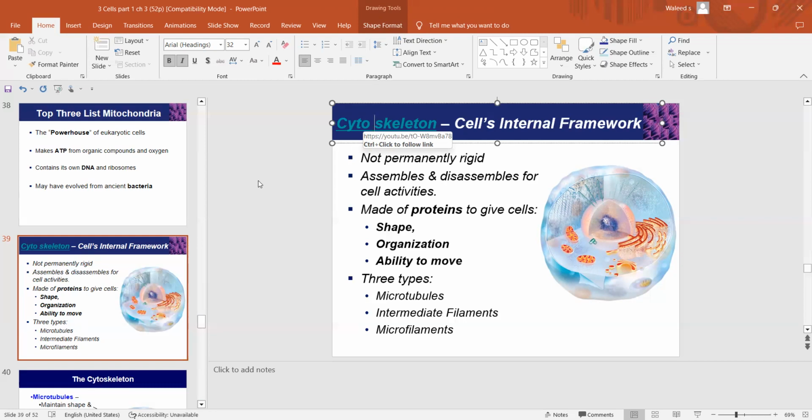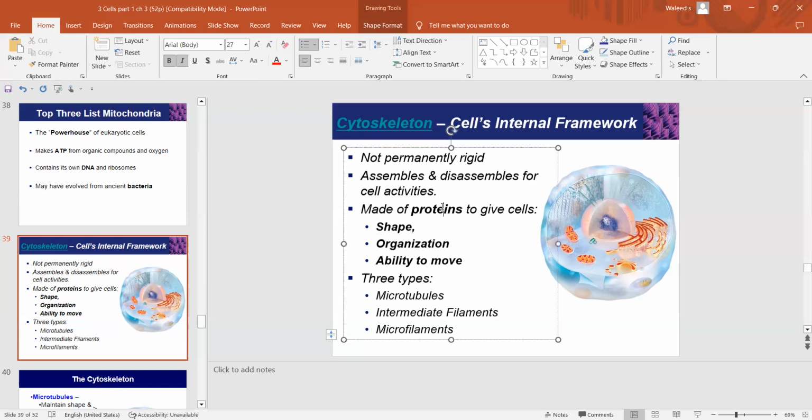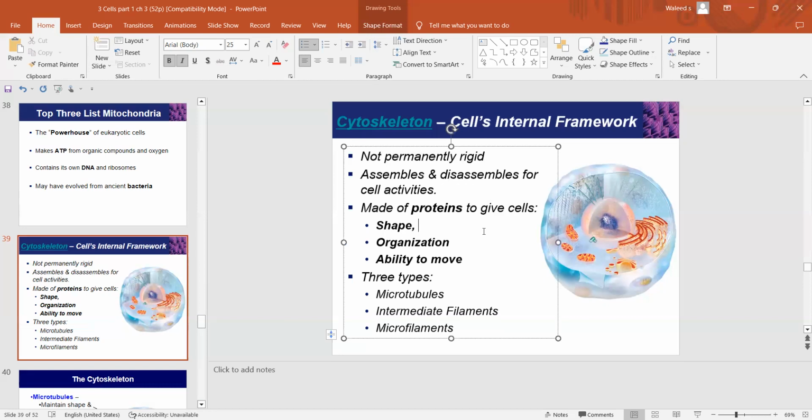Why do you have this bony skeleton inside your body? It is to keep your shape. It's to organize. It's to help you to move. Like I have bone in my upper limb. It's keeping the shape, organizing, strengthening. Same idea, and that's why they call it cytoskeleton. It's not permanently rigid. It can be rigid, but it can change. We can put it together and break it down, assembly and disassembly. It's protein. We make it from protein to give the shape, organization, ability to move, just like your own skeleton.